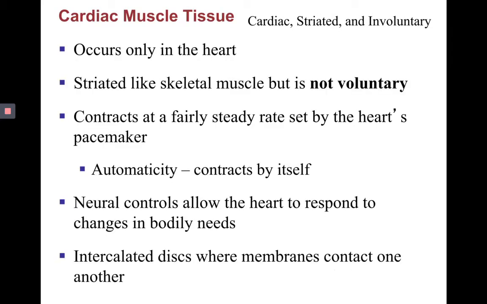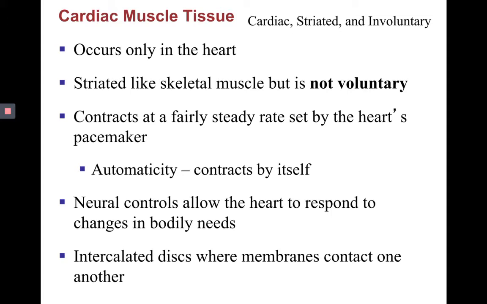Next, let's look at cardiac muscle tissue. It is cardiac, striated, and involuntary, meaning that it's found in the heart, contains striations, and contracts involuntarily, so it's not under conscious control. In fact, there is some automaticity, or contraction by itself, that we see from cardiac muscle tissue. This automaticity is controlled by the pacemaker cells that you learn about in Anatomy and Physiology 2, which sets the sinus rhythm of heart contraction at about 75 beats per minute.